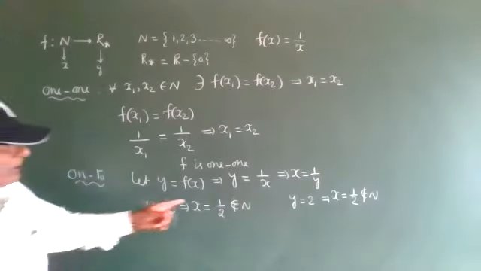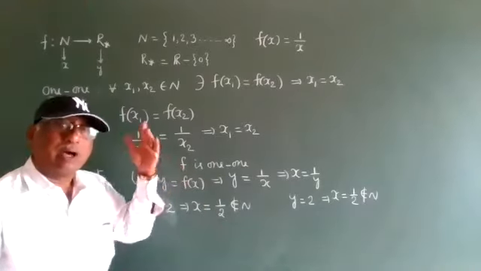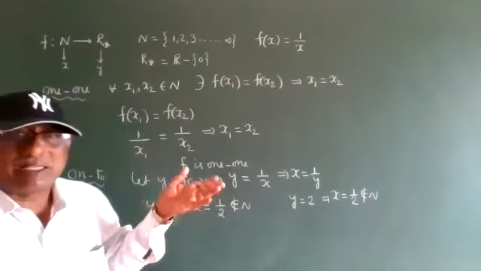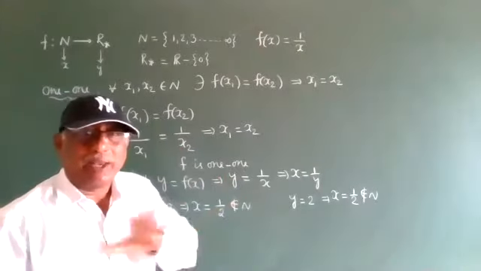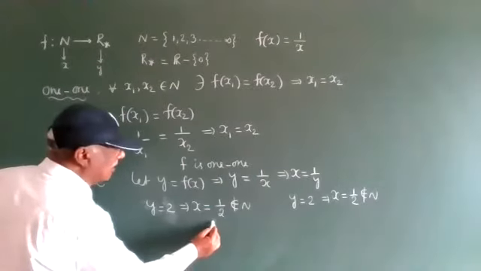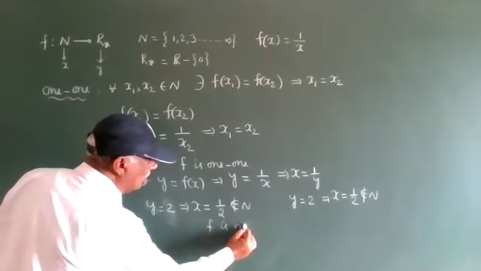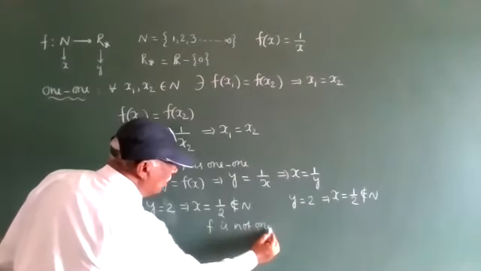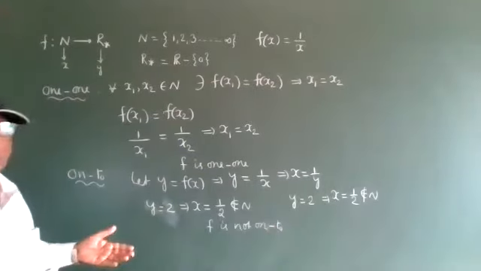So the x value for y is 1 by 2 is not a natural number. Some cases, like 1 by 2 and 1 by 3, will be satisfied, but if any one case fails, it is not onto. Therefore, f is not onto. Now he is asking, is the result true or not? It is not true.